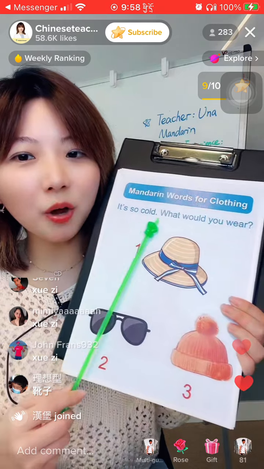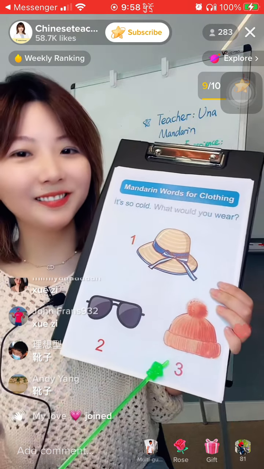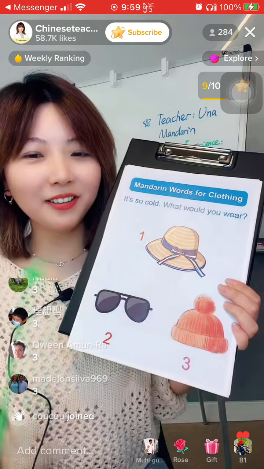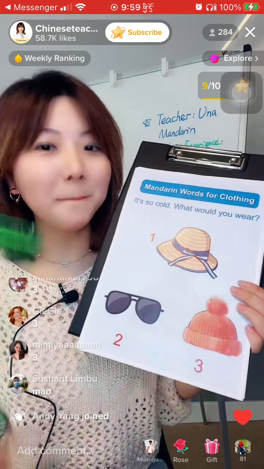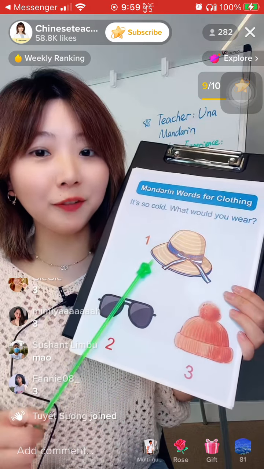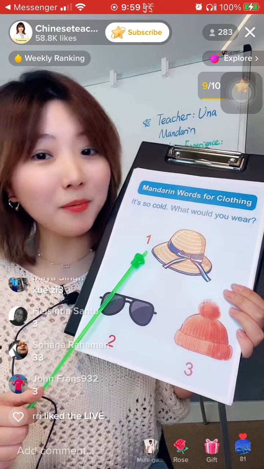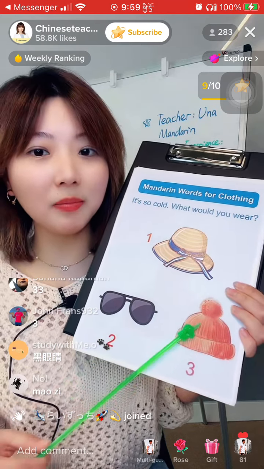So, it's so cold. What would you wear? Number one, number two, or number three? Super easy. One, two, three. Of course, number three. But let's reveal number one and number two. We've learned that on Monday. So what is number one in Mandarin? Who can tell me? Super easy. Actually, number one, number three, they are the same thing in Mandarin.